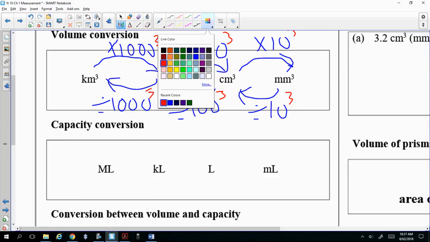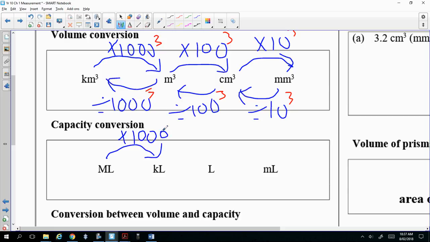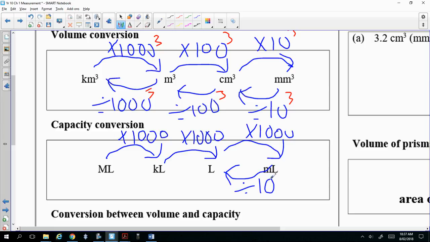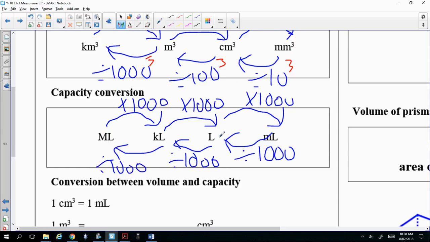Now there's also capacity, which you also have to remember. Megaliters to kiloliters, you times by 1,000. Kiloliters to liters, you times by 1,000. Liters to milliliters, you times by 1,000 as well. So capacity is even easier to remember. Everything is 1,000, but if you have to go back, you have to divide. Just remember the order of magnitude: the megaliter being the largest, the milliliter being the smallest, and then there's liters and kiloliters. So this is volume and capacity. Now there's also a connection between volume and capacity.